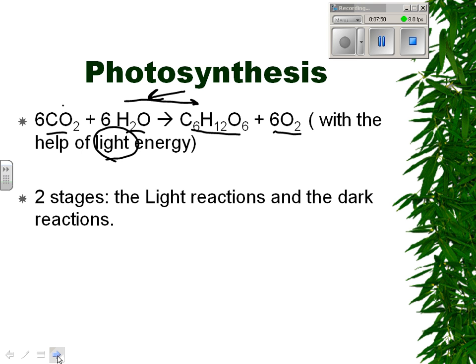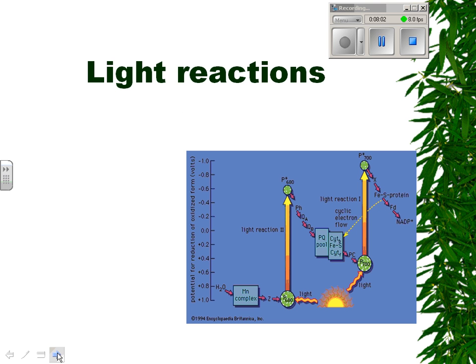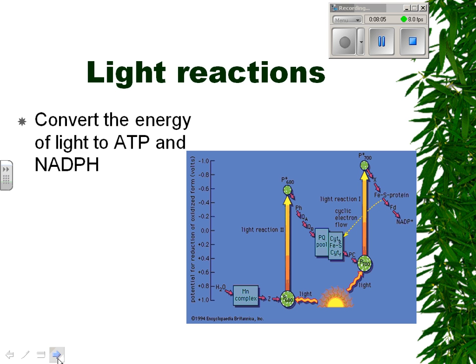Let's take a look at how plants do it. They do it in two stages. The first stage is called the light reactions, and the second stage is called the dark reactions, and we'll explain this in a minute. The light reactions. In the light reactions, plants convert the energy of light to ATP, and you know about ATP. It's the molecule of energy in cells. So the energy of light, and I'm going to explain it in this graph in a second, and something called NADPH. I always remember this because it has P for photosynthesis, and that's a chemical that, as we talked about last time, carries high energy electrons.